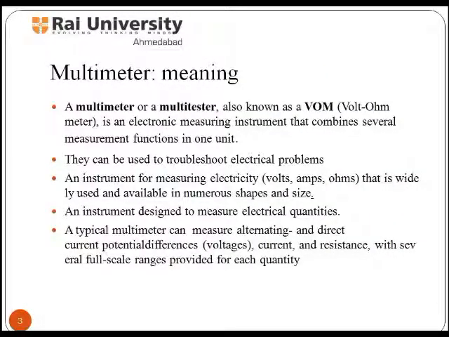Multimeter. A multimeter is used to make various electrical measurements such as AC and DC voltage, AC and DC current, and resistance. It is called a multimeter because it combines the function of voltmeter, ammeter, and ohm meter. Multimeter may also have other functions such as diode and continuity test. It can be used to troubleshoot electrical problems.